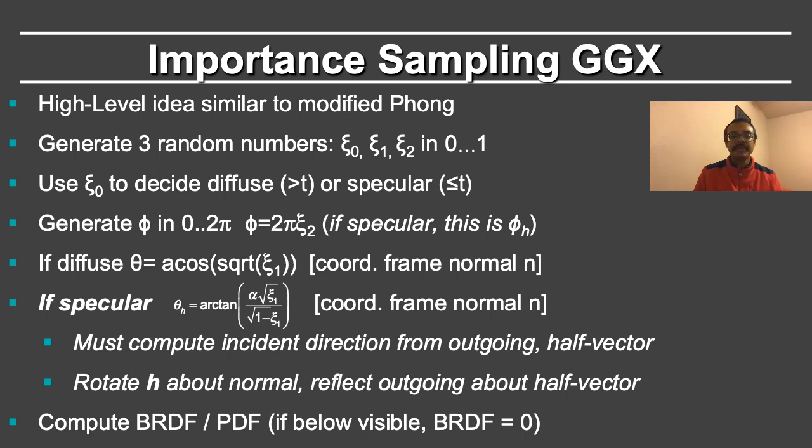Finally, you compute the BRDF divided by the probability distribution function, and if the sample is below the visible hemisphere, then the BRDF is simply set equal to 0.